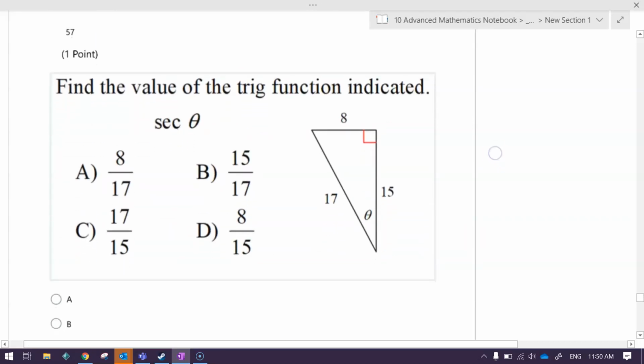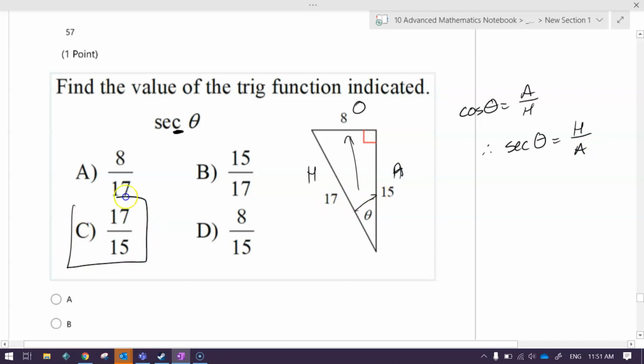Find the value of the trig function indicated. Secant of theta. That's the reciprocal of cosine. I can see the third letter. That's my little clue. I know that cosine theta is adjacent over hypotenuse. So secant theta equals the hypotenuse divided by the adjacent. Label our triangle. We'll label our hypotenuse and our opposite. That must be the adjacent. And so hypotenuse divided by adjacent, 17 over 15.